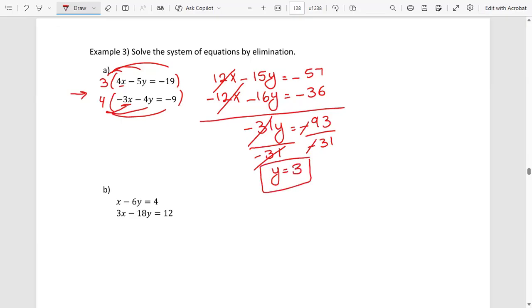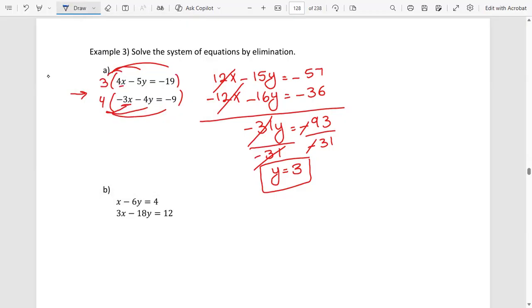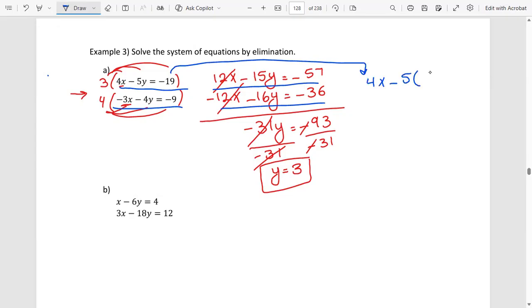After finding y, we go back to an equation and replace y by 3. Does it matter which equation? No. You can choose this one, or this one, or this one, or this one. Any equation you choose gives you the same answer. So I'm going to replace y in this equation: 4x minus 5y, with y being 3, equals negative 19.